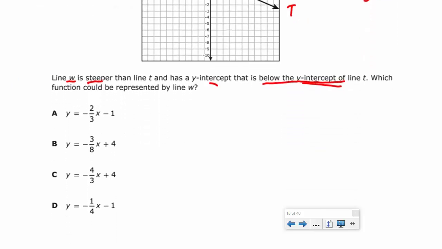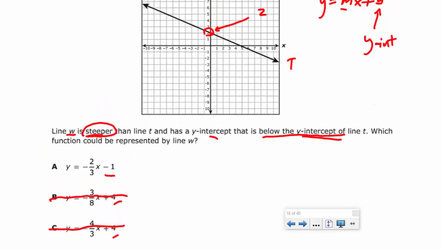So let's check out the answers. These numbers here on the end are y-intercepts, all of them. Which one of these are less than 2? Quite obviously, these two values of 4 are not less than 2. Only -1 is less than 2, and so is this other one. So you've eliminated half your answers just by knowing that little fact. Now you can make an educated guess if you had to, but we're not big on guessing. The only thing different between these two equations is the slope. You have this slope and this slope. And what they told me is that line W is steeper than line T.